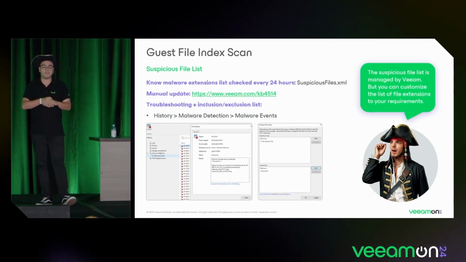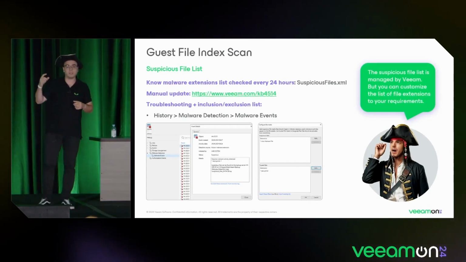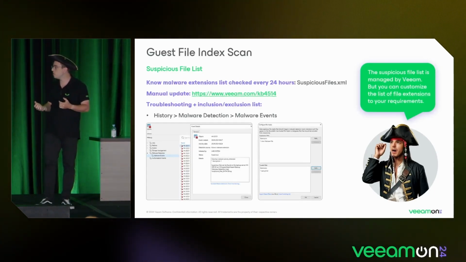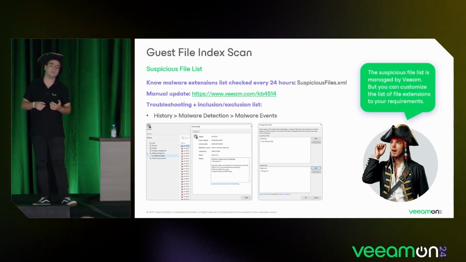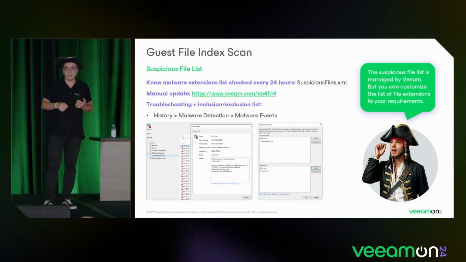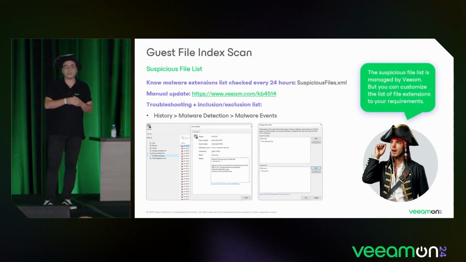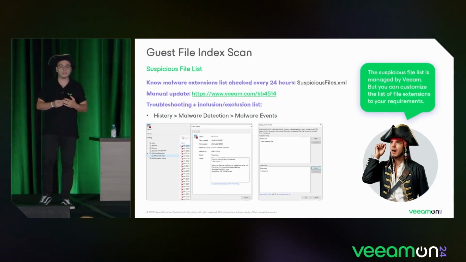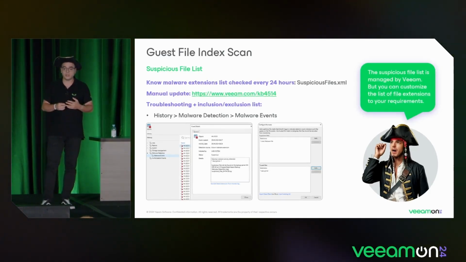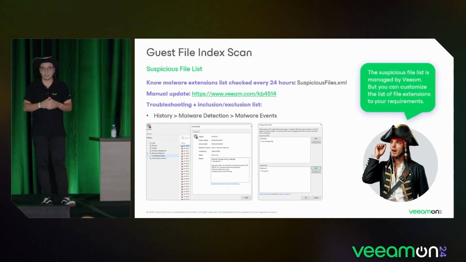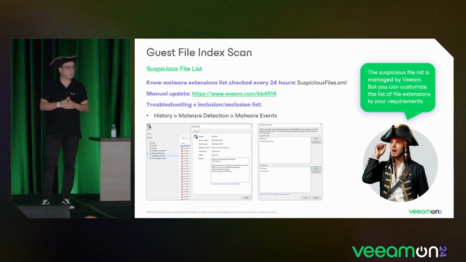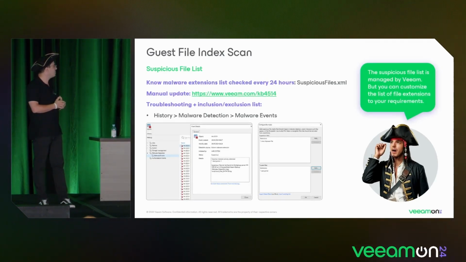And if in your backup we see with the guest file index scan that one of those file extensions exists in your file system, then we will also mark this restore point as suspicious. If such an event has been raised, you can go to the History, Malware Detection, Malware Events node in the backup console, and you can see exactly which file extensions were found in your backup. There is also a link to the log file and an option. You can see it on the left picture.